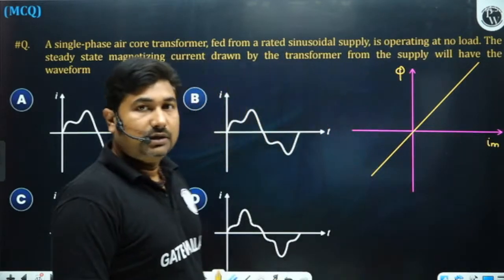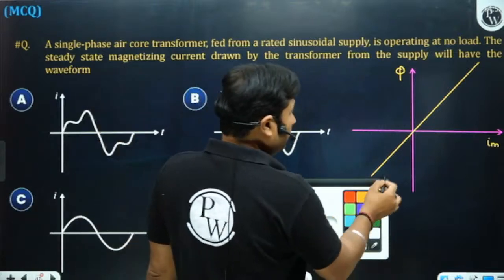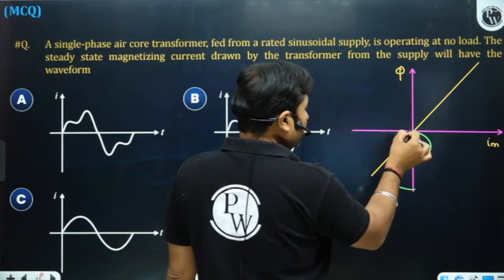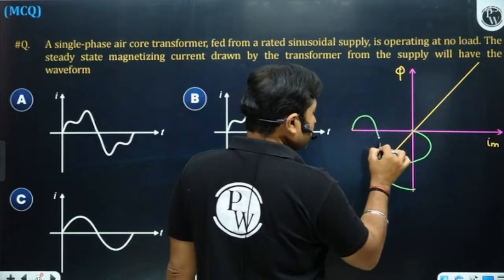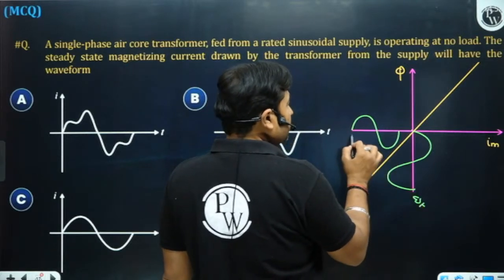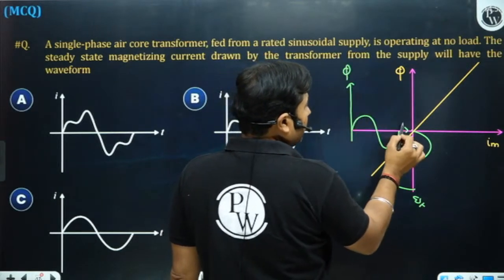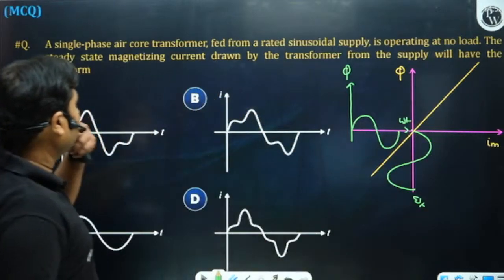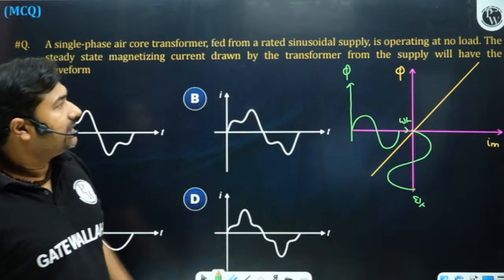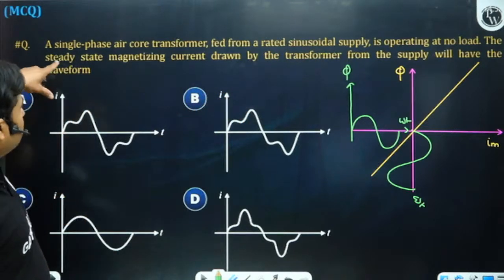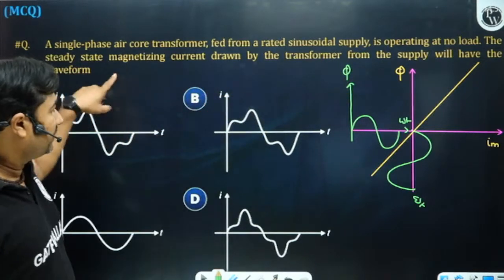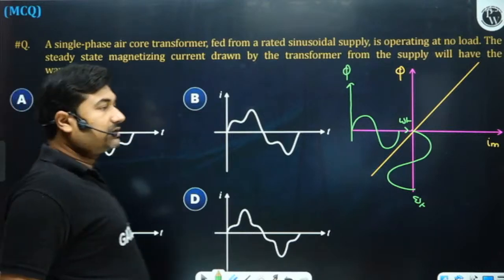Yes, sir. So for a linear magnetization curve, in order to produce sinusoidal flux, we need to apply a sinusoidal magnetizing current. So for a single phase air core transformer fed from a rated sinusoidal supply at no load, the steady state magnetizing current drawn from the supply will have a sinusoidal waveform. Why? Because it's an air core.